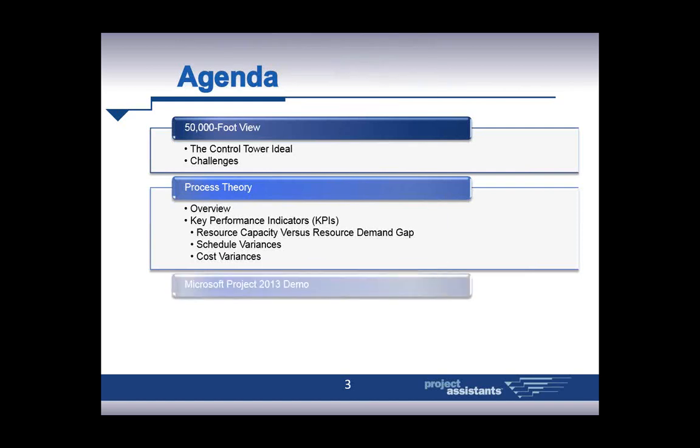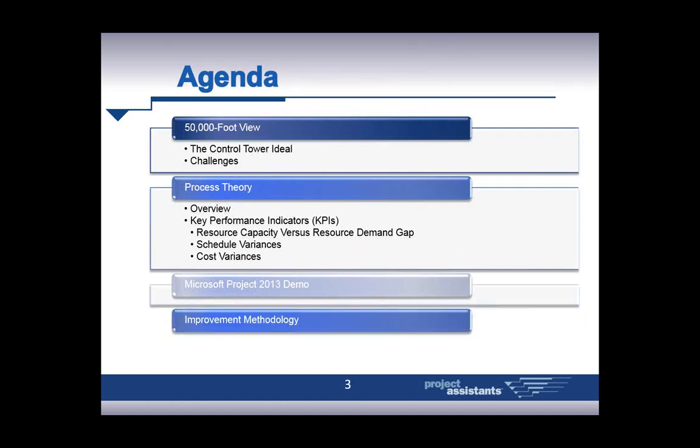We have a live demonstration of Project 2013 today. We'll talk about how those inputs are created, and we're going to feature some of the new reporting in Project 2013 as well. When we get done talking about the demonstration, we'll talk about the improvement methodology, some metrics that support some of the successful ways to approach a project server implementation or a portfolio project management solution implementation. Okay, so we'll talk about what we mean by success, what the ROI is when these things are successful, and then a little bit about a methodology that we recommend in order to make it successful.